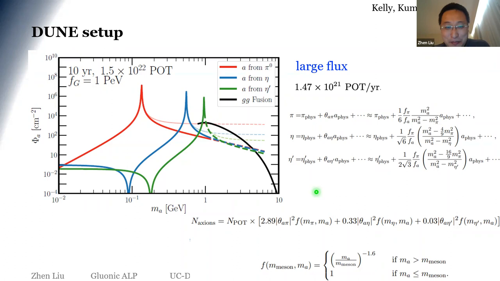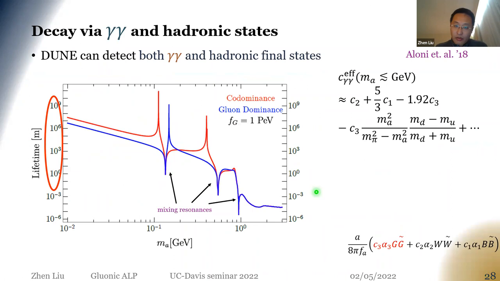In any case, of course, if there are other modes, you can include them and that will improve the limits. But here really, let's just say, we want to understand if we can see axions in such a setup and make use of the high intensity of the system. Of course, it can decay to diphotons or hadronic modes. So here, I have to be very careful.